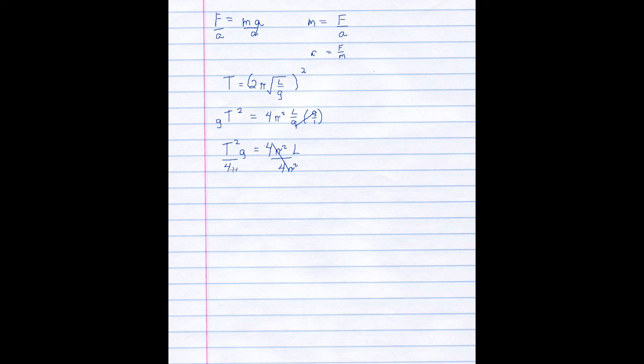And when I write my equations, I just think it looks neater to put whatever I'm solving for on the left-hand side. So I'm just going to flip everything around, and my new equation is length is equal to T squared times g, all divided by 4 pi squared. So if I know the period of a pendulum and the acceleration due to gravity, then I can find the length of that pendulum. And that's how you do it.